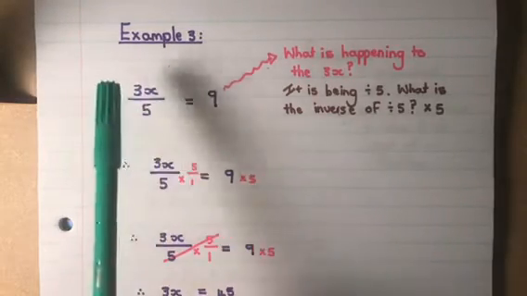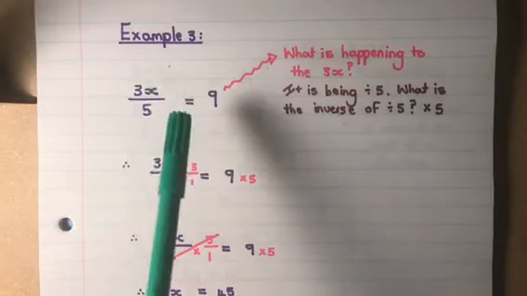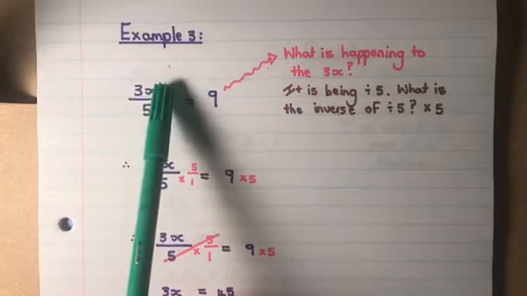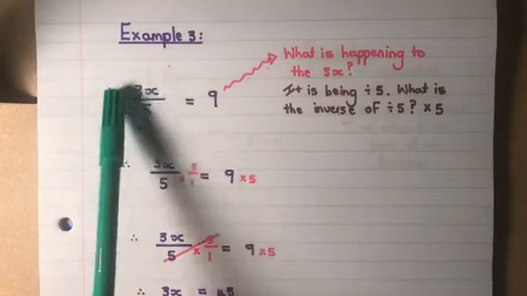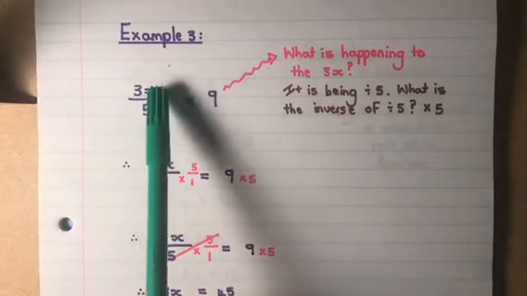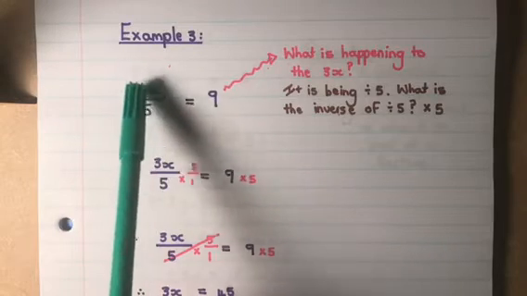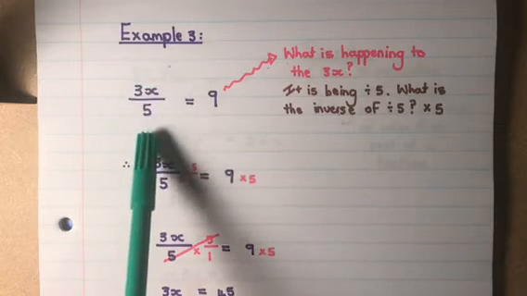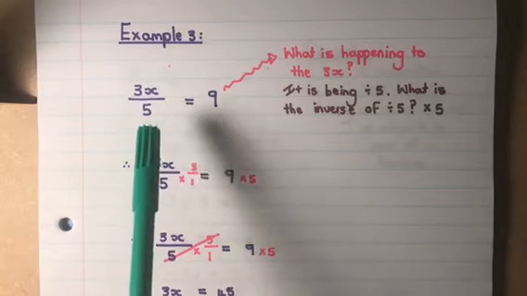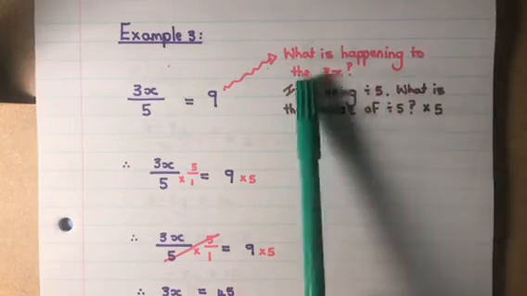But over here, 3x divided by 5. So what is happening to x? It's being multiplied by 3 and it's being divided by 5. The first thing that we are going to do, the x is still attached to that 3x. They're still together. So what is happening to 3x? It's being divided by 5. So what is the first thing?